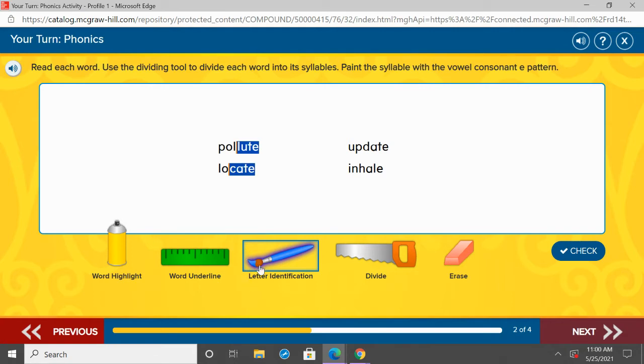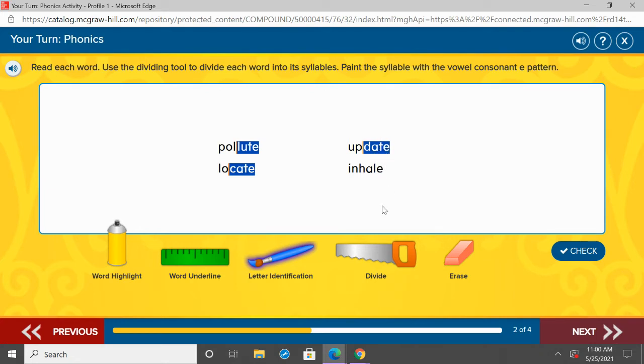Locate. Our next one is update. I break it up into syllables here, update, to get my two syllables. My first syllable is U-P, and my next one is D-A-T-E. I noticed that D-A-T-E has consonant, vowel, consonant, E. So that's going to make my A long and that E silent. Date, because that E makes my A long, and then we have our T sound.